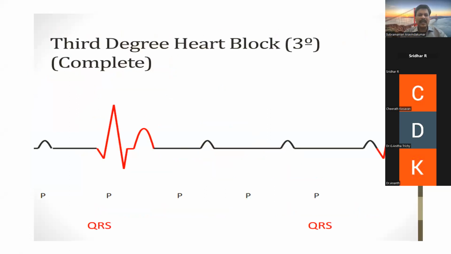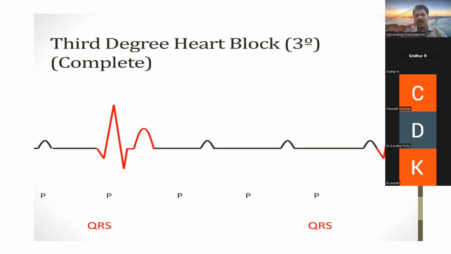Now you can see here, the P wave here, the P wave here, and the QRS complex in between is happening. The QRS complex is happening at a different rate, the P wave is happening at a different rate, the atrium is happening at a different rate, and the ventricle is happening at a different rate. Because both of them are not acting simultaneously, we call it atrioventricular dissociation. Now you understand why you call it atrioventricular dissociation, because the atrium and ventricle are acting in different ways.